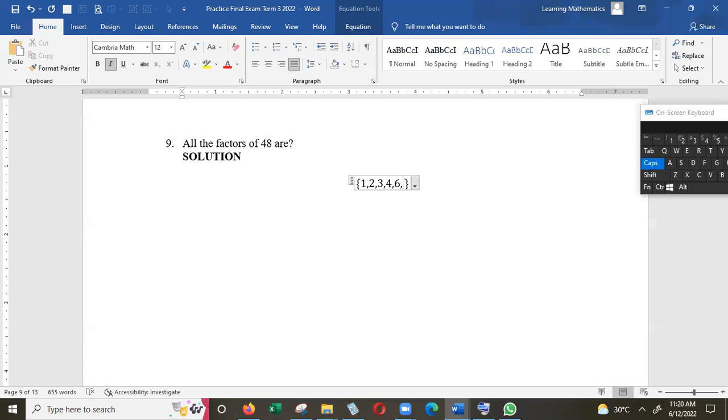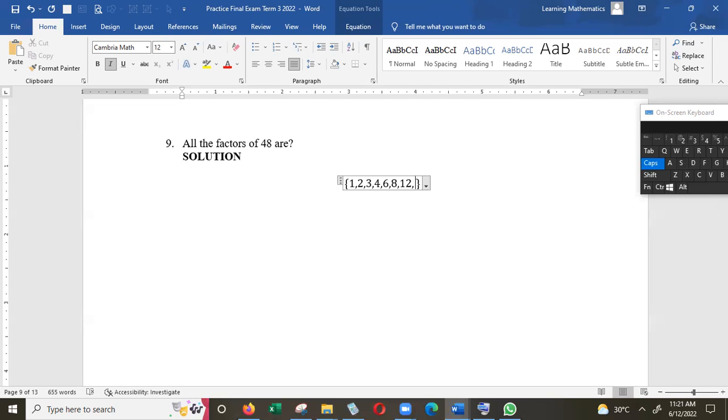7 is not a factor of 48. But 8 is because 6 8s are 48. 9 is not a factor of 48. 10 is not a factor of 48. 11 is not a factor of 48. 12 is a factor of 48 because 12 can go into 48 4 times. 4 2s are 8, 4 1s are 4. 12 can go into 48 4 times.